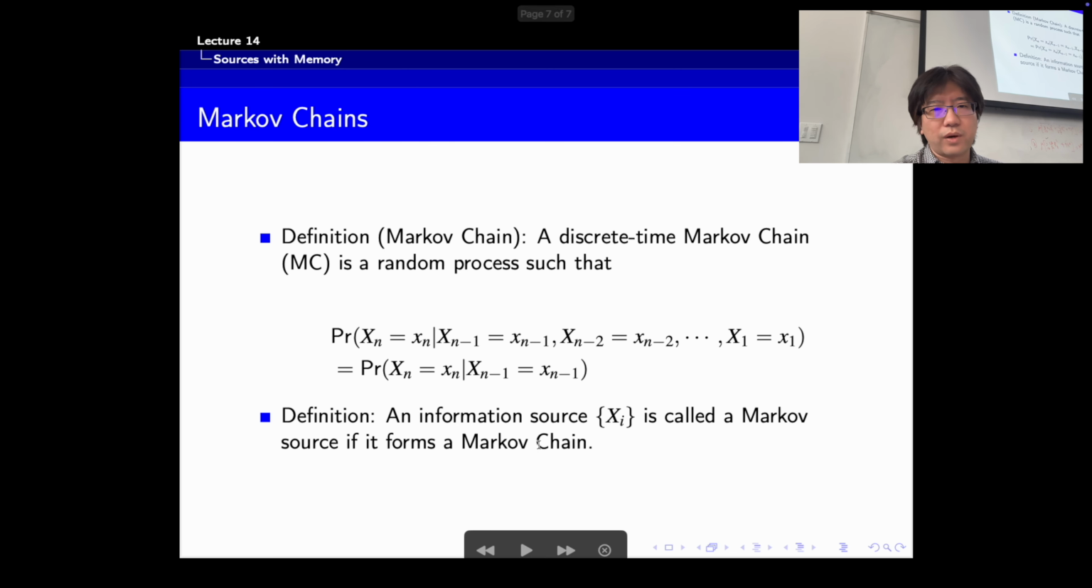So what we want is a Markov chain. A Markov chain basically means that we can ignore everything else; it's just a one-step dependence. This is the easiest one to analyze, but still, it's not that easy to analyze. We're going to analyze that today, and see how to analyze a Markov chain. And if the information source follows a Markov chain, then it's called a Markov source. Okay, and then we stopped here. Any questions?